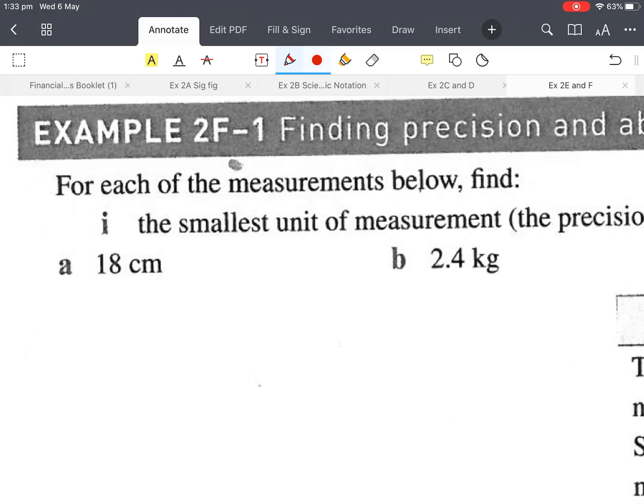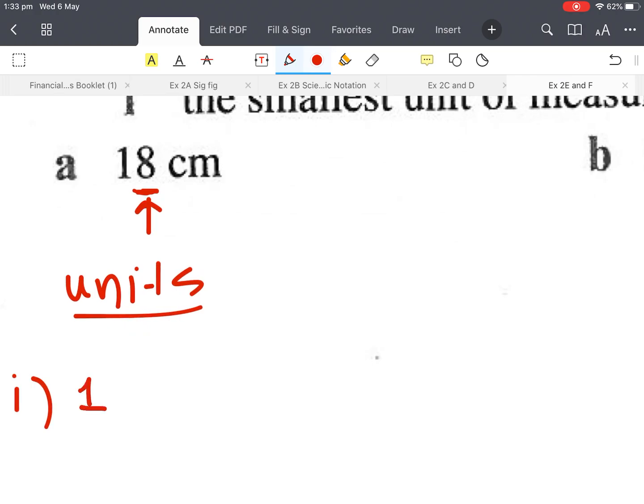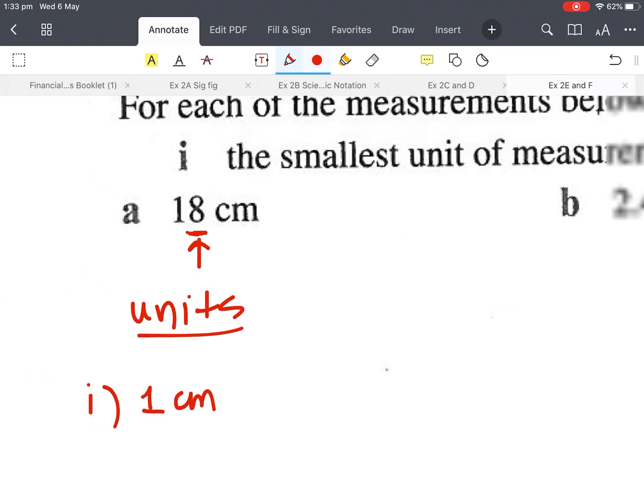So you basically have to look and see what's the place value of the digit furthest to the right. In this case, it's the units, isn't it? That's the units column. So therefore, the smallest unit of measurement will be 1 of that column. In this case, that's 1 centimetre. All right, let's try the next one.